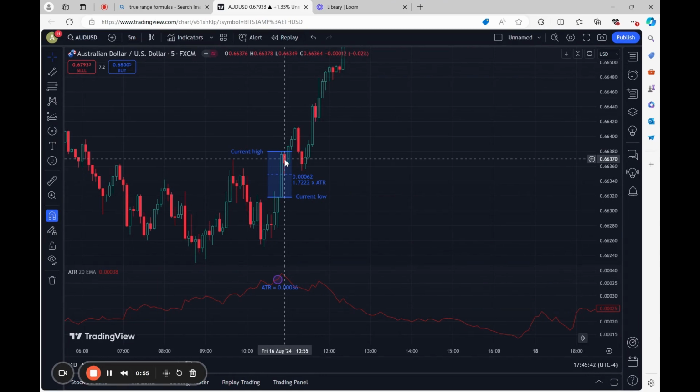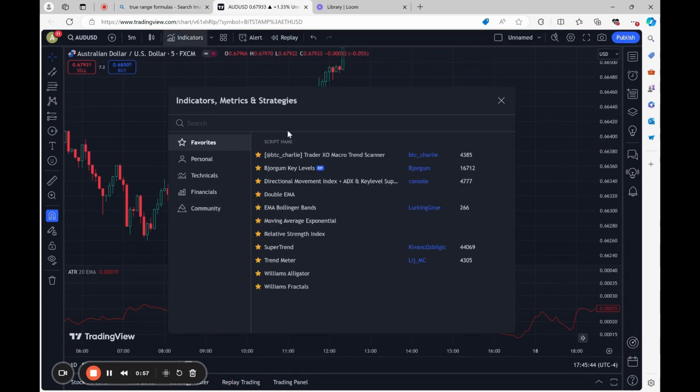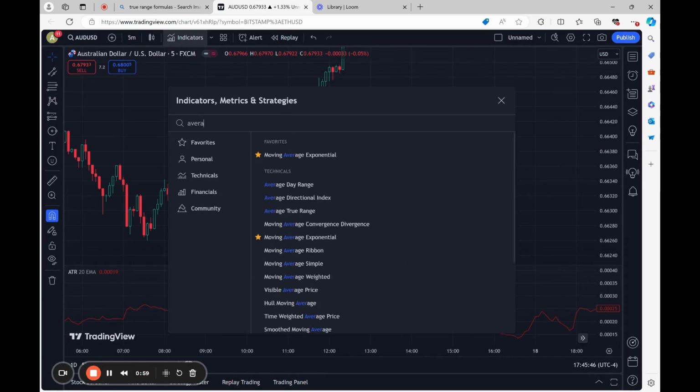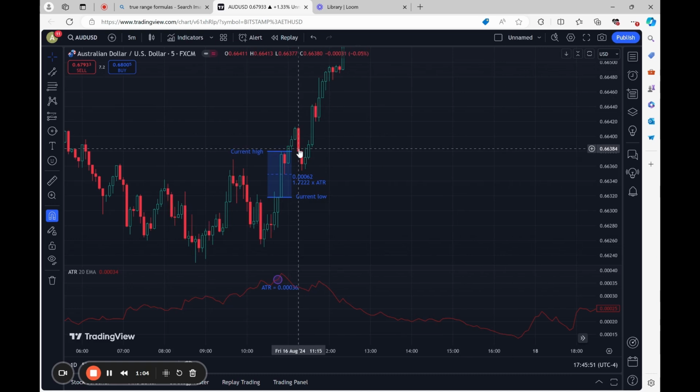For this indicator, you go to the indicators and search up average true range. This is all based around the idea that volatility is cyclical, meaning that periods of low volatility are followed by periods of high volatility, which we've already gone over, and that periods of high volatility are followed by periods of low volatility. This can help traders find when to enter or exit a trade, and once again, entering during low volatility and exiting after high volatility.